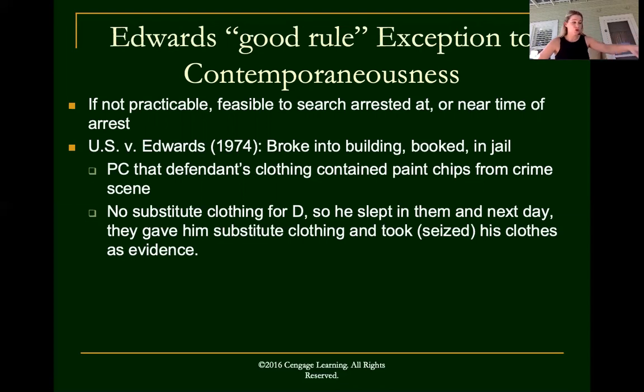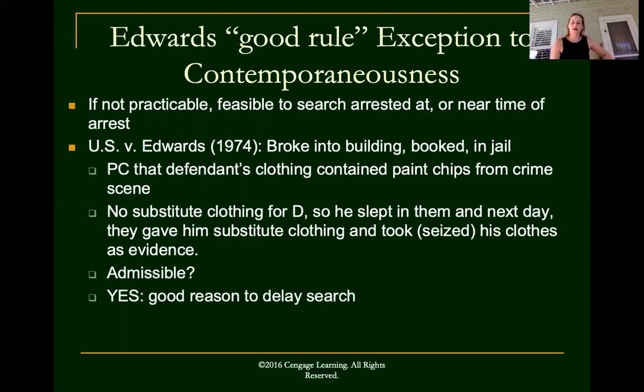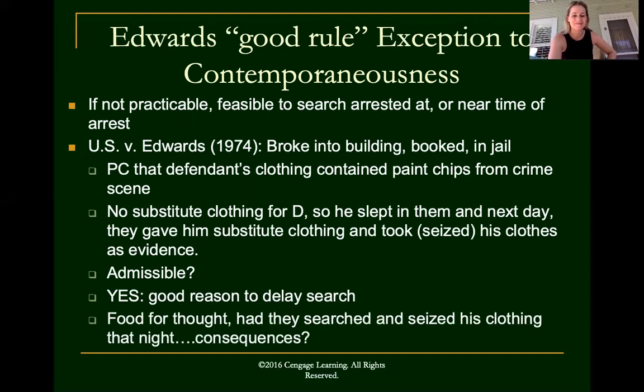So they could be sued for cruel and unusual punishment, or they could just wait a little bit. So the court said, despite the fact they took a long time to seize those clothes as evidence, they had good reason to delay the search. Nobody wants a naked inmate sitting around, right?